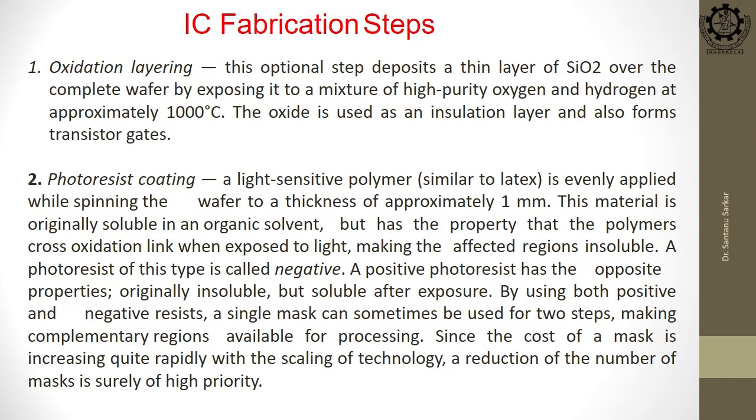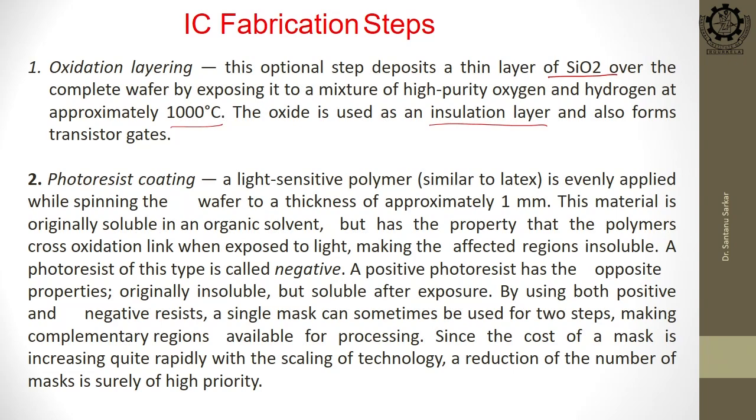So, these are the definitions of whatever the pictorial view was showing, the definition of all those steps. So, the first one was oxidation layering, to deposit a thin layer of SiO2. High purity oxygen and hydrogen at approximately 1000 degree centigrade will be flown. Okay. This oxide is an insulation layer and also forms the transistor gate. So, it is used for two purposes, one is to form the gate and another, sometimes you will see, a barrier. Okay. So, that layer is also sometimes used as a barrier.